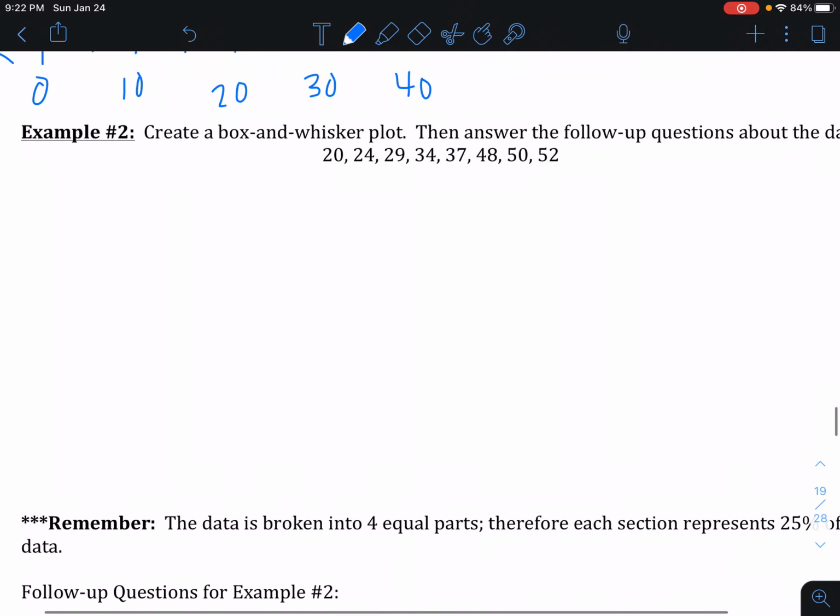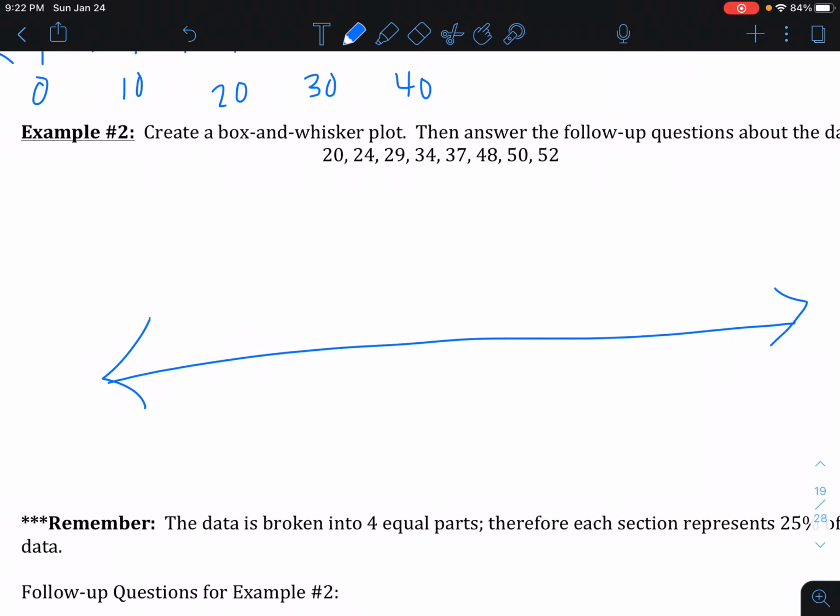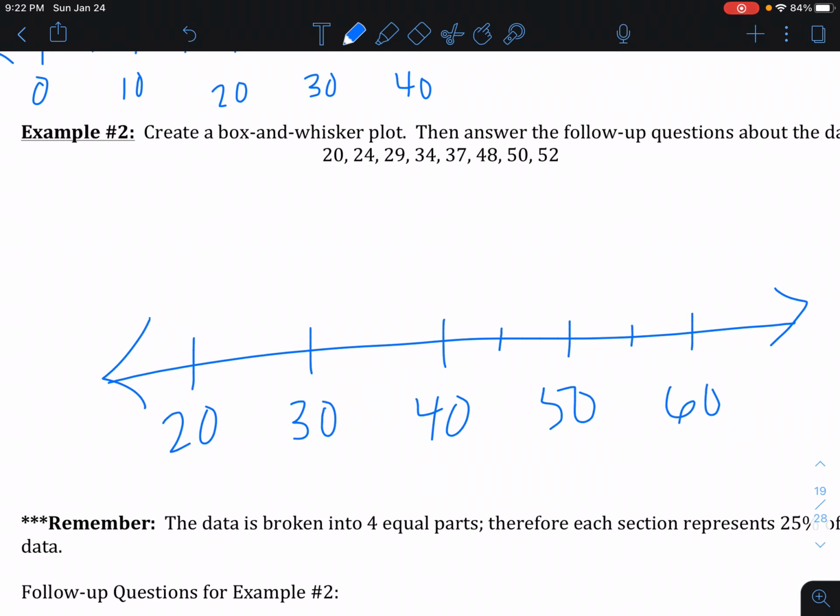Okay, so next we're going to create a box and whisker plot, and then we're going to answer the follow-up questions for the data. Nice thing is these are in order. So let's go in 10s since it goes from 20 to 52. So 20, 30, 40, 50, and 60, and then we'll just put marks for the 5s in between.